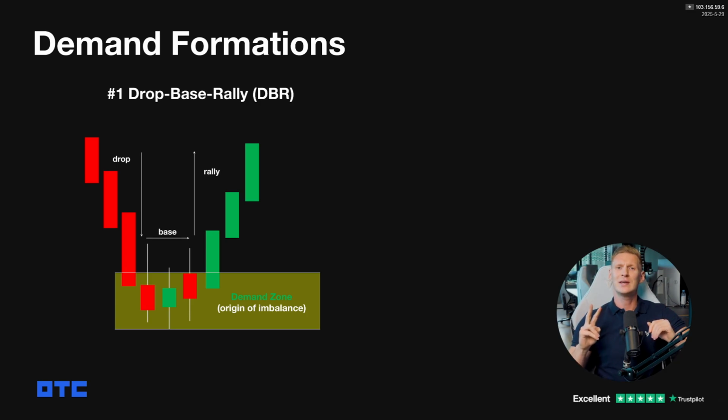There are two key patterns: drop, base, rally, DBR. This pattern starts with a drop in price, then moves into a base where the market stabilizes and becomes balanced. After this pause, the price rallies sharply to the upside, forming a shape similar to a U. The demand area is located in that base, which acts as the origin of the imbalance.